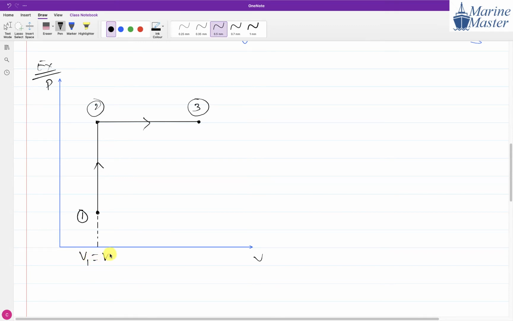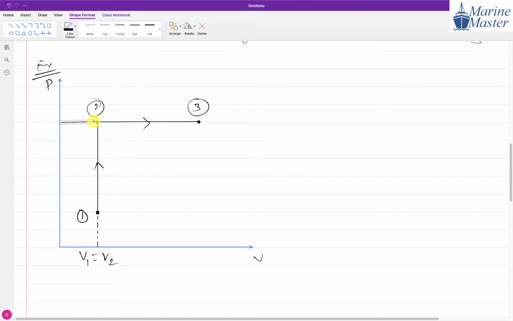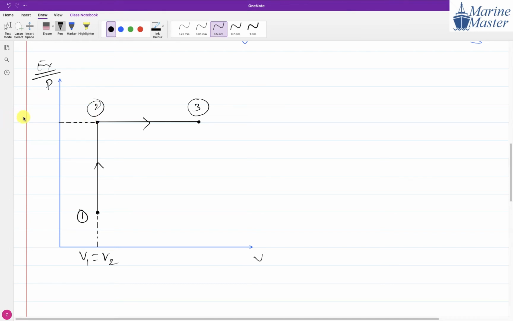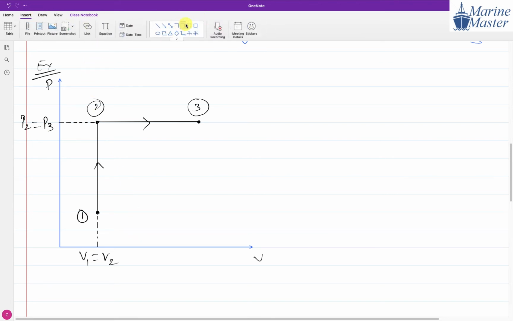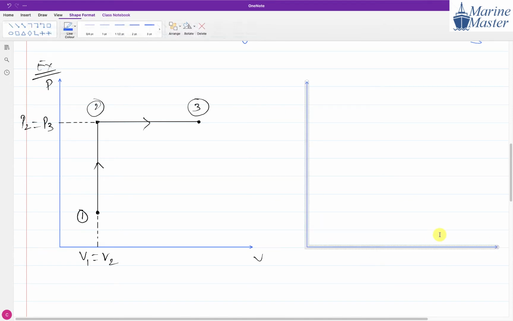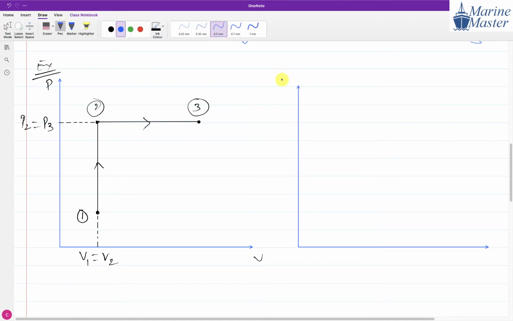V1 is equal to V2, can we say? And here, suppose we extend this line further. So what can we say here? P2 is equal to P3. So then what is going to happen on this TS diagram? Observe the things here carefully.